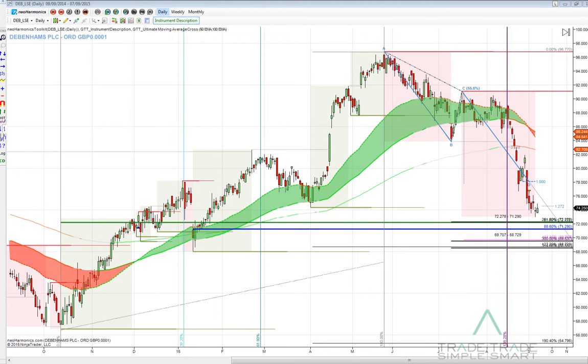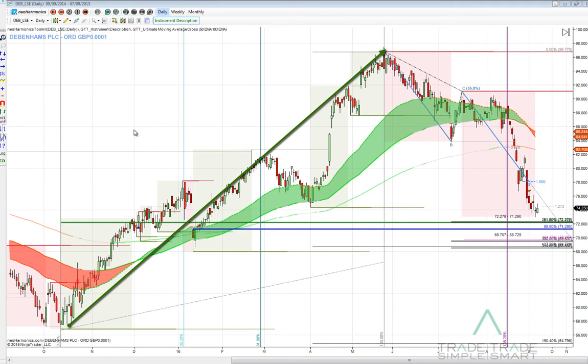It is Monday the 7th of September, and today we're going to be looking at the UK stock Debenhams. Since the 13th of October 2014 right up until the 26th of May 2015, Debenhams was trading in a clear and strong uptrend. Since May 2015, we've seen a decline in the price.